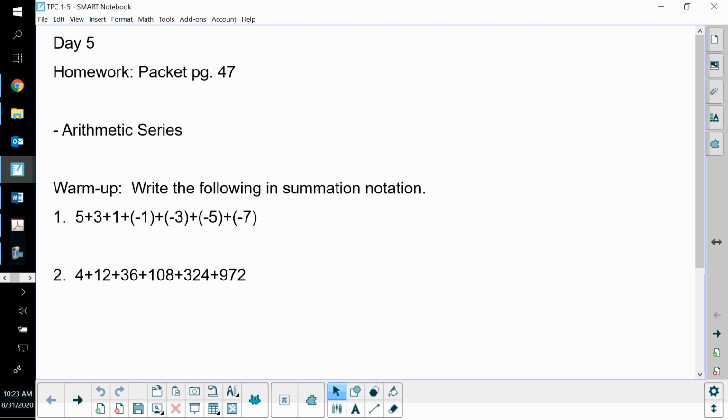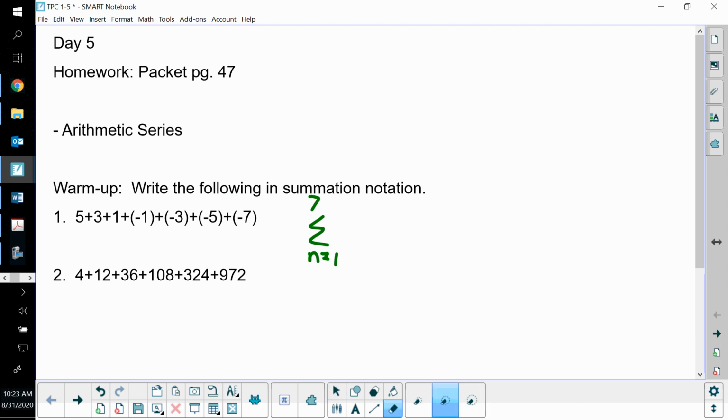And today's topic, we're going to do arithmetic series. So we want to write a summation notation, just one for each of these. So we'll start with our summation. Pick some variable. Remember, n equals 1, or whatever variable equals 1. 1's the easiest to start with. So we have 1, 2, 3, 4, 5, 6, and 7. So 7 would go on top.